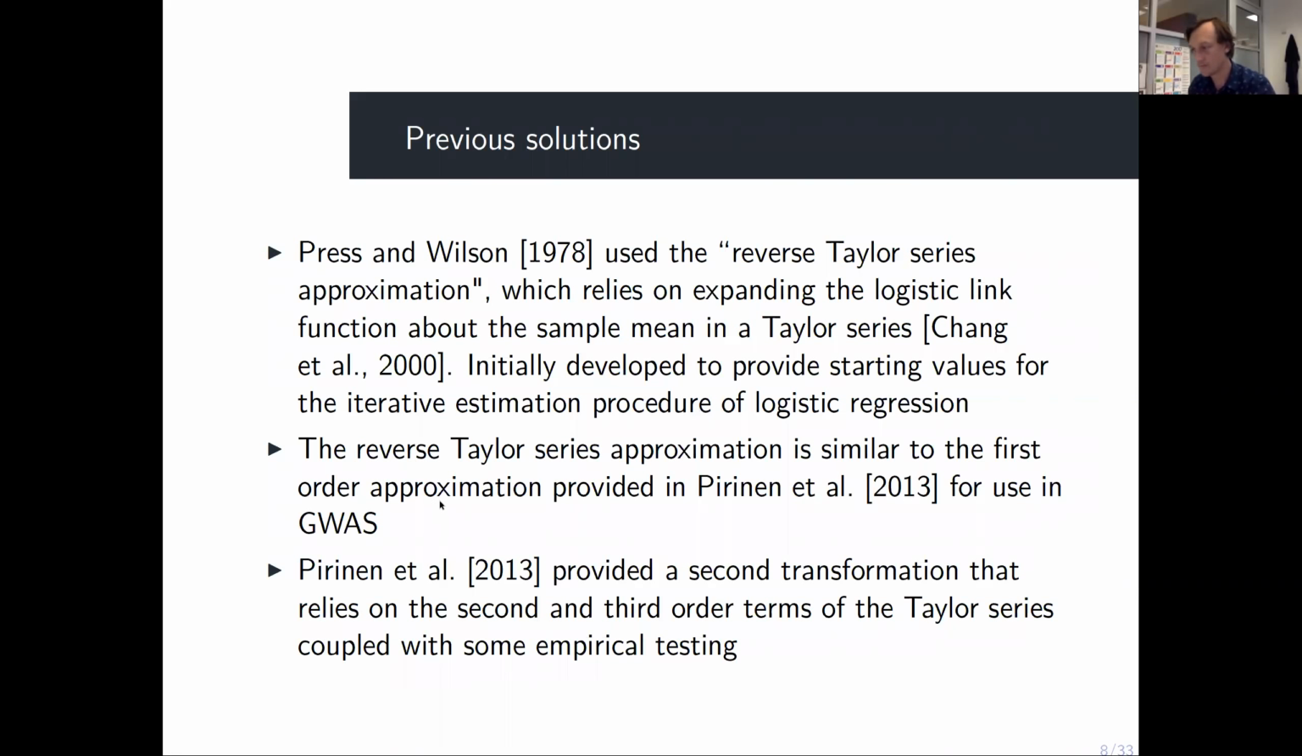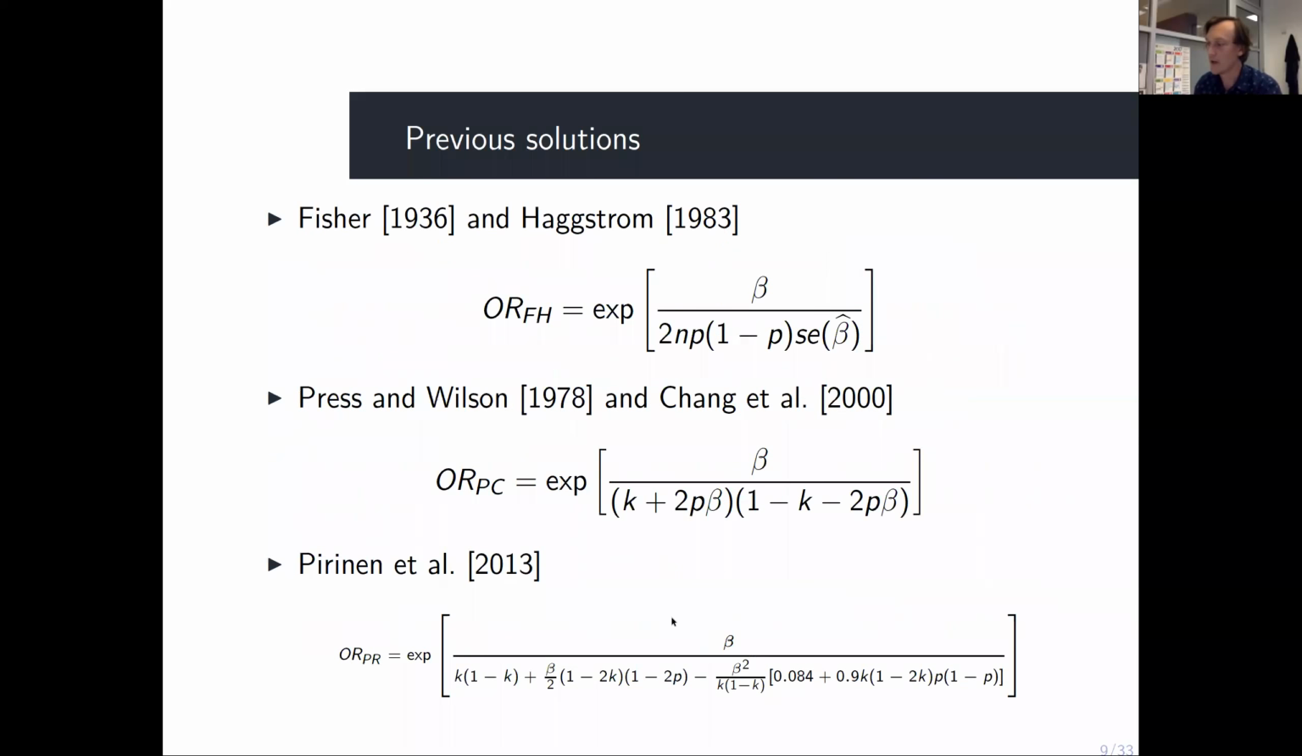And so they took this first order approximation and they made it better by taking third and second order terms in the Taylor series. And they coupled it with some empirical testing, and you'll see in their solution where this component here for the mapping of the effects from the linear model to the odds ratio, I think this component comes from their empirical testing.